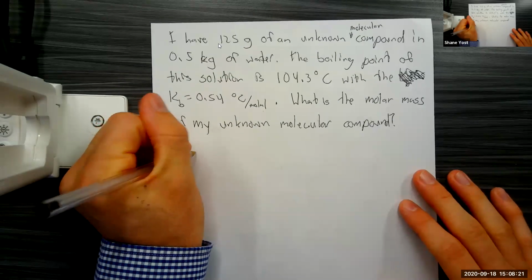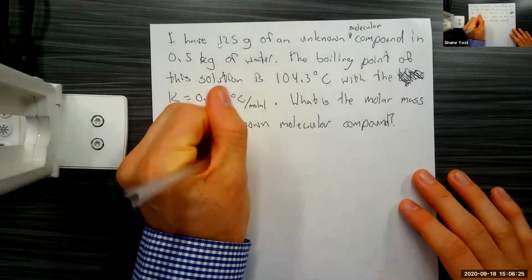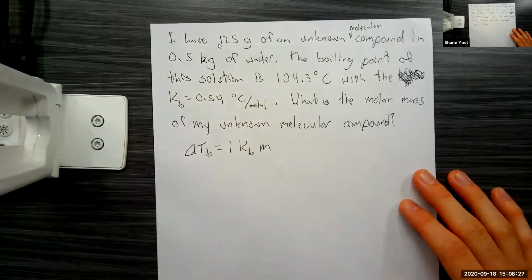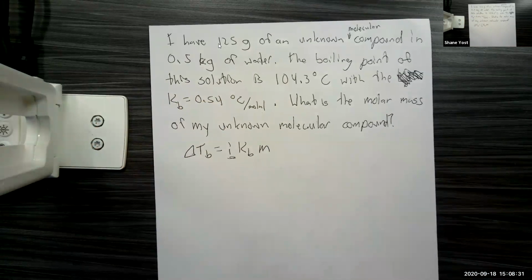So let's write out one of the equations we know. We know that the change in boiling point is i K_b m. The i here is your Van't Hoff factor. It's how many things does that compound break apart into in solution? Well, if it's an ionic compound, I don't know, it could break off into 2 or 3 or 4 or 5 things in solution, and it would make it impossible to solve the problem.